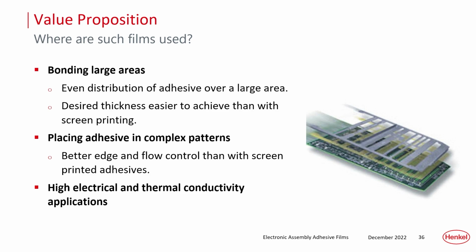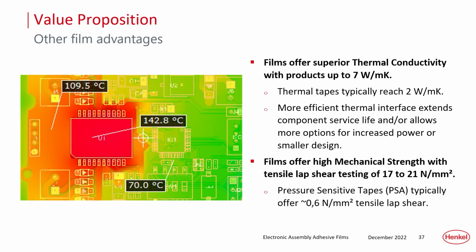So on to the next one. Here you can see that the high thermal conductivity films would have bulk thermal conductivity up to about 7 watts per meter per Kelvin, which is much higher than you get with thermal tapes, which would be around 2 watts per meter per Kelvin maximum. And they combine that with a high mechanical strength. These are thermosetting materials, so they've got adhesion strengths comparable or maybe even higher than pastes, with lap shear testing around about 20 newtons per square millimeter. And that compares with pressure sensitive tapes, which would be less than 1 newton per square millimeter in a tensile lap shear. So in terms of robustness and reliability, they are really, really attractive.